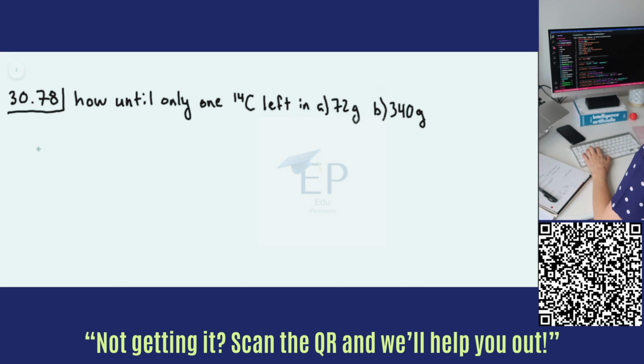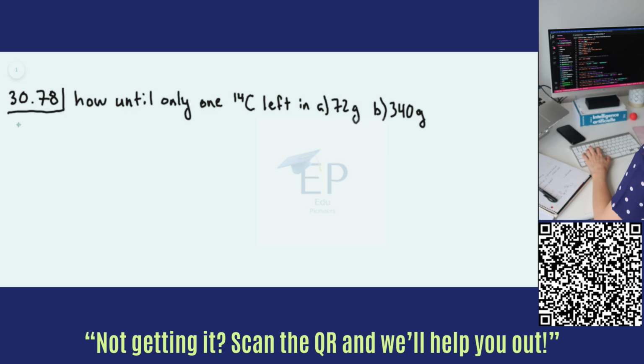30.78. Imagine we have a couple samples of natural carbon that contains the usual fraction of carbon-14. So we want to estimate about how long it takes until each one of them contains only one carbon-14 nucleus.